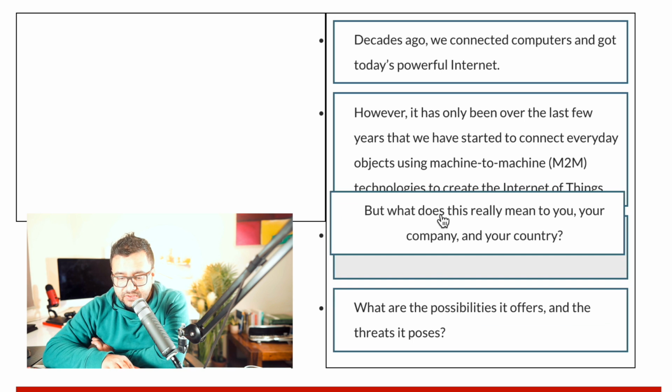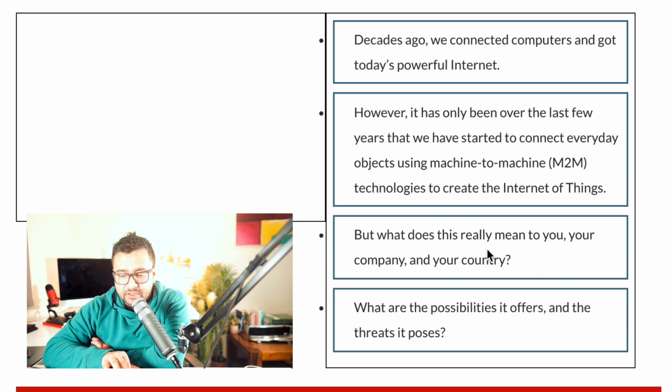So let's change this one. But what does this really mean to you, your company, your country? But what does this really mean? It means it has only been over the last few years that we have started to connect everyday objects using machine-to-machine technologies to create the Internet of Things. So that means, what does this really mean? It means what does this creation of Internet of Things mean to you and your company? Now it makes perfect sense here, and it creates a smooth transition as well. And this will be the last sentence.